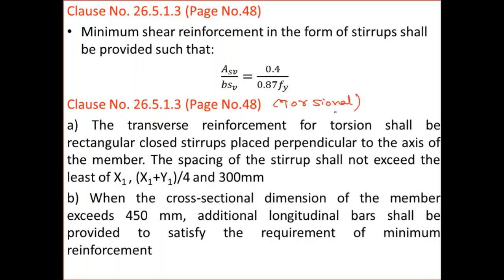Basically this torsional reinforcement is also provided in the form of longitudinal reinforcement and transverse reinforcement. Now whatever the transverse reinforcement is there, in that the spacing of the stirrup shall not exceed (x1 + y1)/4 and 300 mm. So let us see what is that.